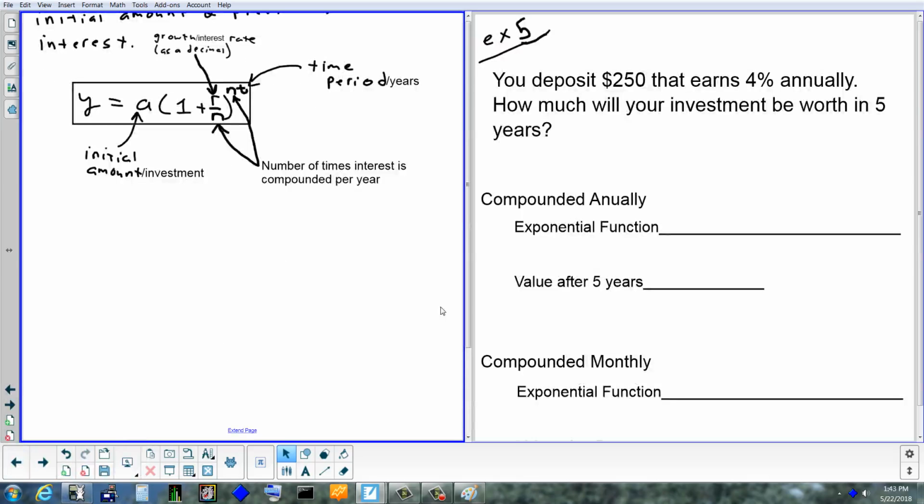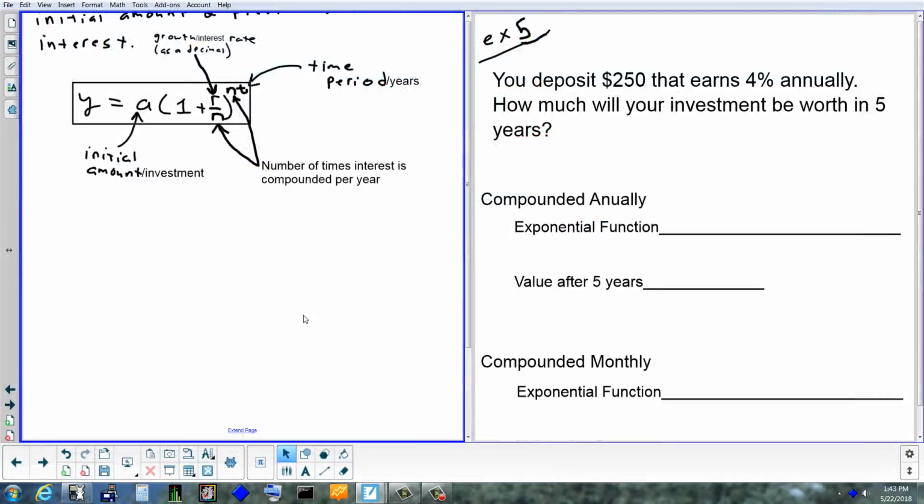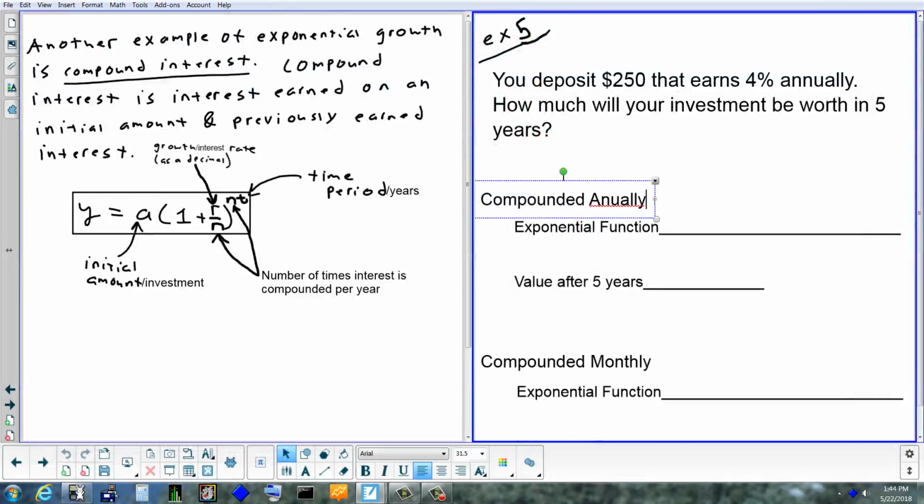Notice how we have N twice. We have N here and N there. N is the number of times interest is compounded per year. Why do you need N twice though? That's the way the formula works. If it's compounded annually, how many times does it get compounded per year? Yeah, one time, like a student just said. If it's annually, it's once.